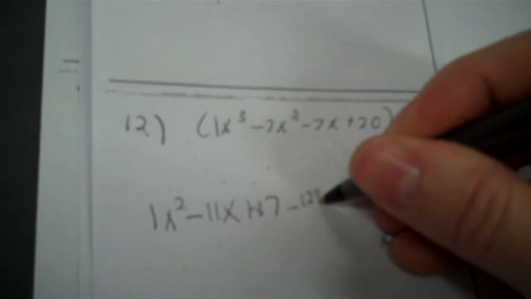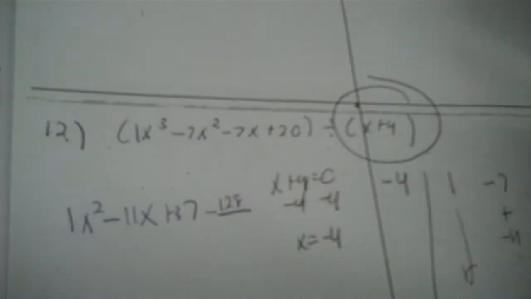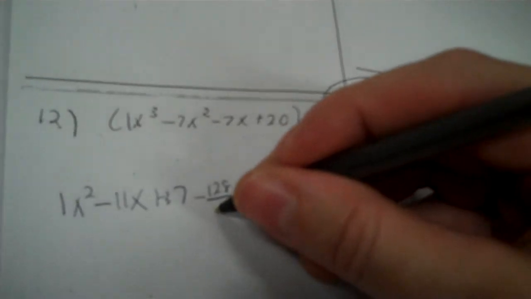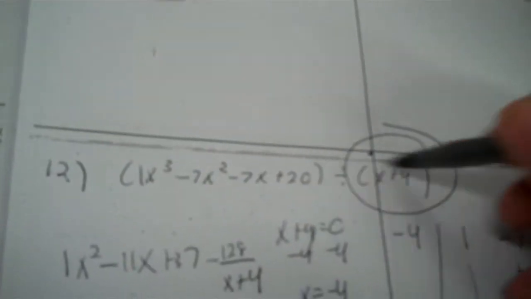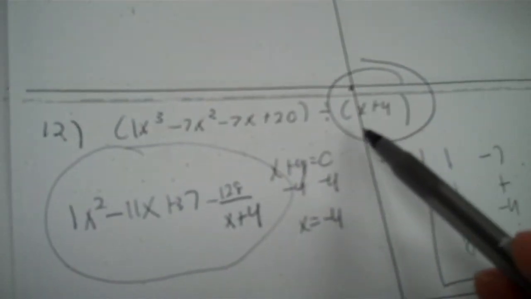Now, how do you write your answer now? Well, you do it the same way. You go 1, and then it goes from x cubed to x to the second, minus 11x plus 37. And then here's how I write the remainder. I put minus 128, underline it, and just put the expression x plus 4. Not 4, the entire expression x plus 4, because that's what you're dividing by. The remainder goes over what you're dividing by.